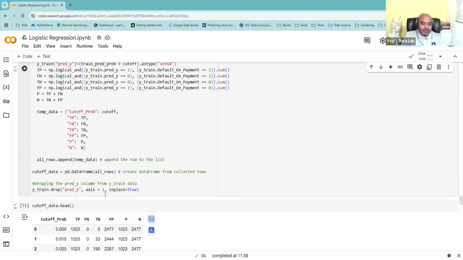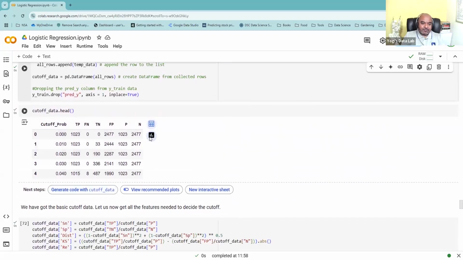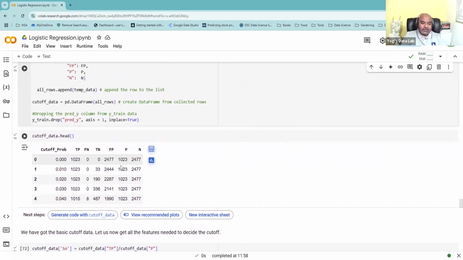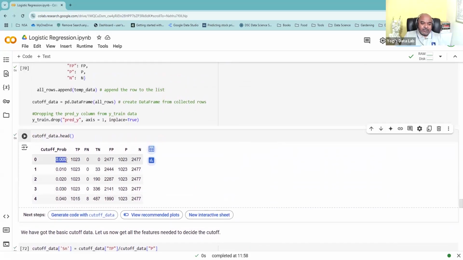So this will eventually give me a matrix, something like this. I've taken the head of the cutoff matrix that we have developed. At cutoff probability 0, every probability is going to be greater than 0, so everything will be marked as a 1. When everything is marked as a 1, the actual zeros have been marked as 1s and the actual 1s have also been marked as 1. So at a cutoff probability of 0.00, you will only get true positives and false positives. At 0.01, you'll get different values, and eventually you see that your true negatives have started increasing.